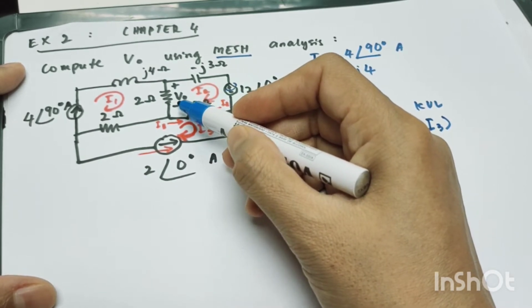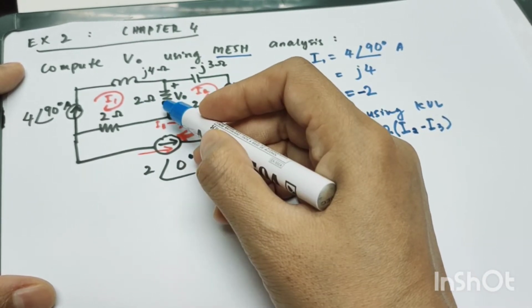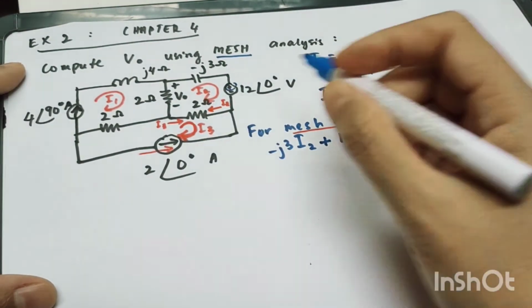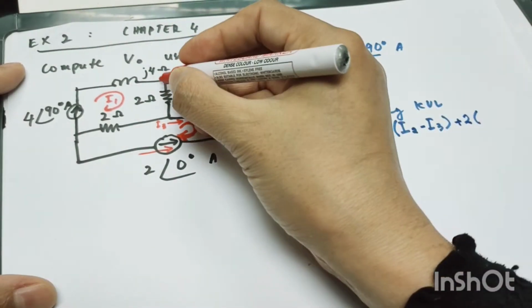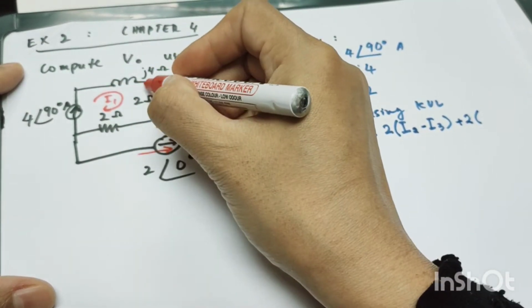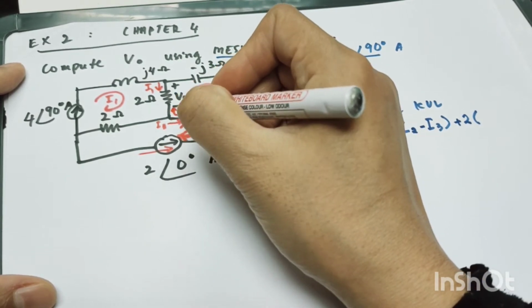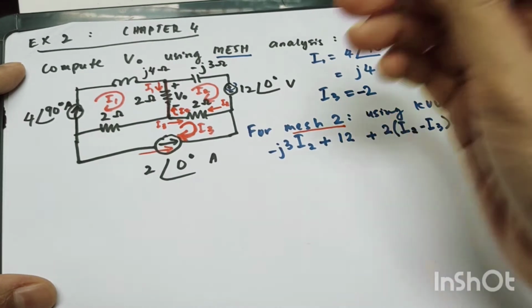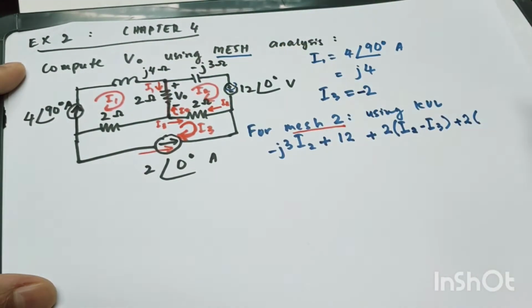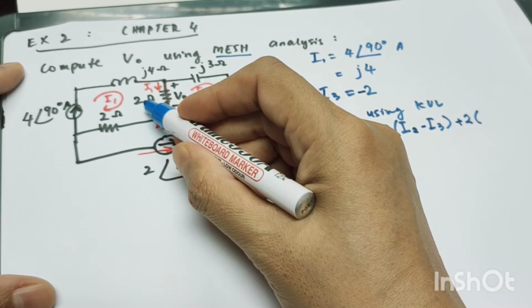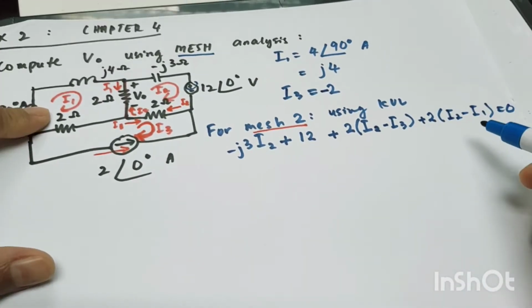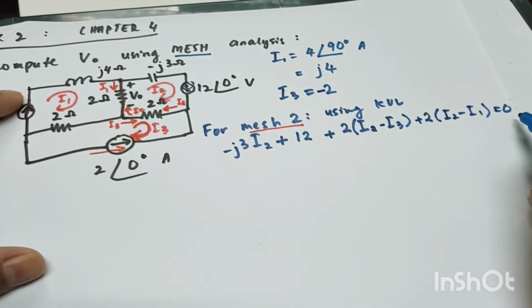Now we go around the loop, mesh I2, to the next 2 ohms resistor. Here it's going to be a plus, and the current follows the same method. I1 is going this way, and I2 is going this way for this branch. I2 and I1 are in opposite directions, so we get 2 times, with I2 dominant, I2 minus I1, equals 0 for the whole thing. Now we have managed to get the whole, very long equation for mesh 2.